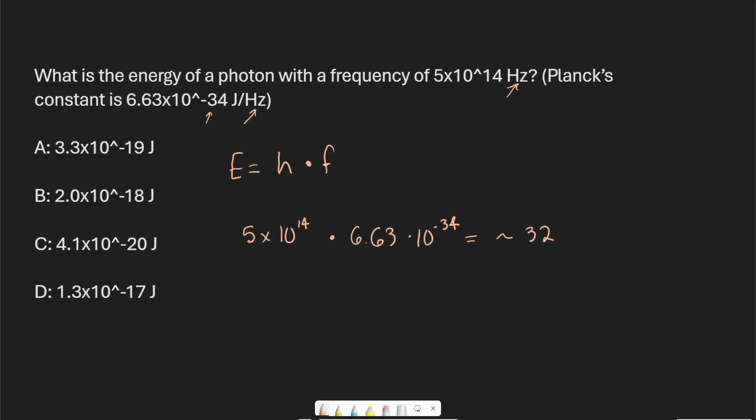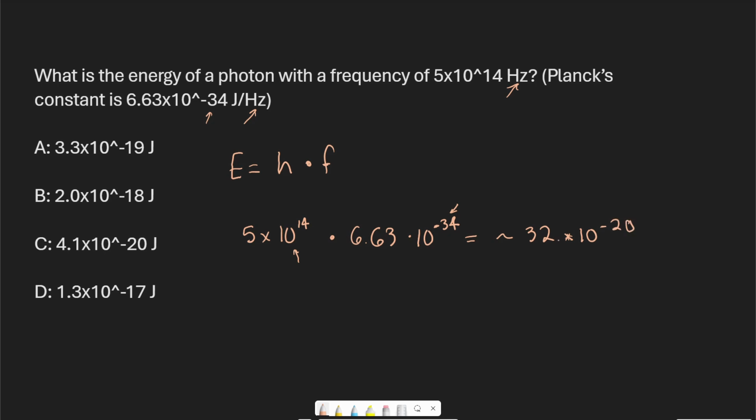Okay, and now we've got to kind of consolidate the scientific notation. So 10 to the 14th and 10 to the minus 34. And of course, when we multiply numbers in scientific notation, we have to add the exponents, right? So 32 times 10 to the, well, so this is minus 34, and this is 14. So minus 34 plus 14, it's going to be about minus 20. 32 times 10 to the minus 20, right?